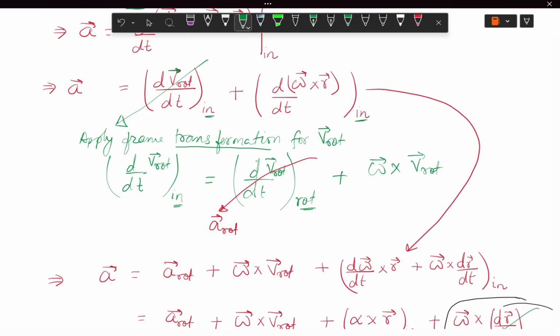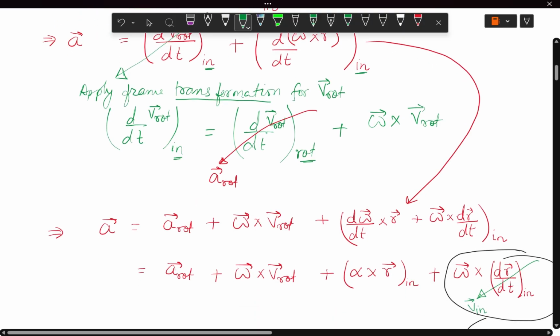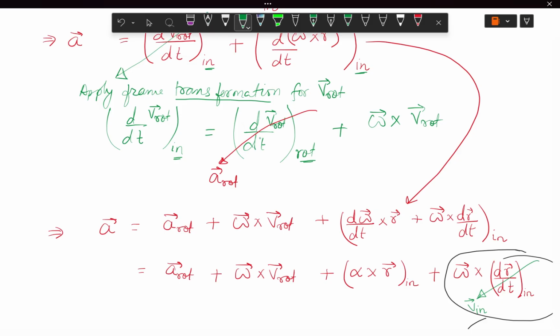This we have already seen in the last video. Fine. So here, what is this quantity? This quantity is dv/dt, the rate of change of the velocity with respect to the rotating observer. And this entire derivative is taken with respect to the rotating observer. And this is nothing but the acceleration of the particle with respect to the rotating observer plus omega cross that vector. And what is that vector? VROT. Okay. This is the frame transformation.